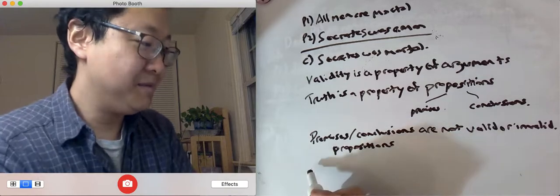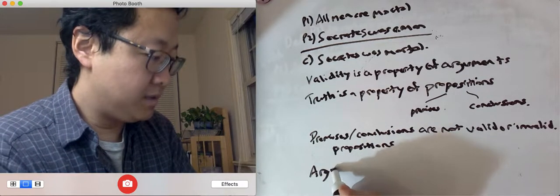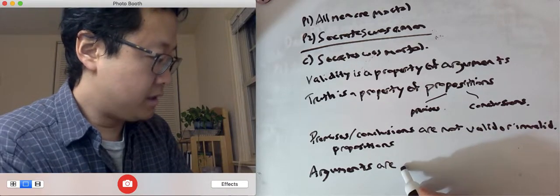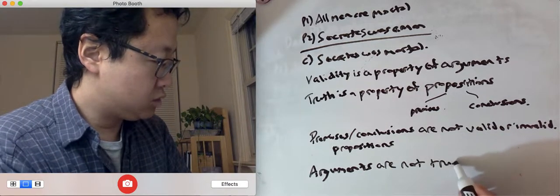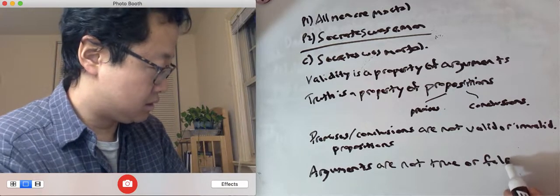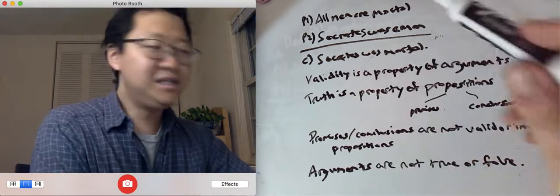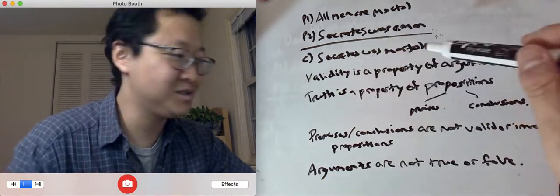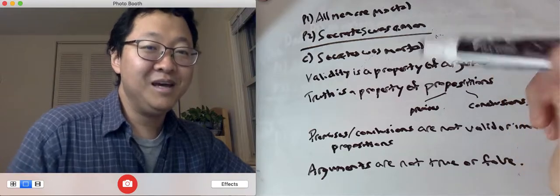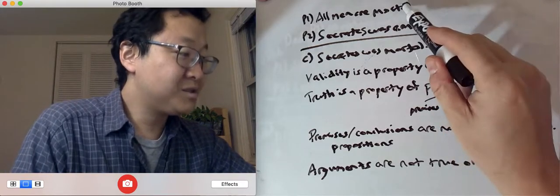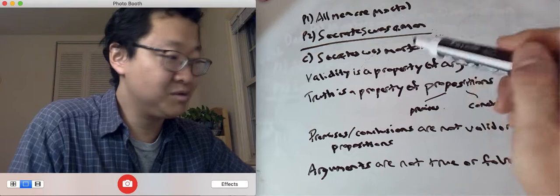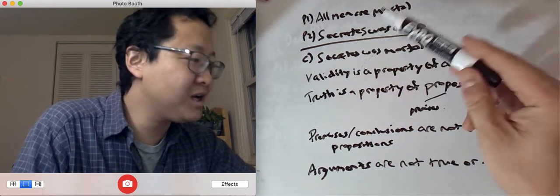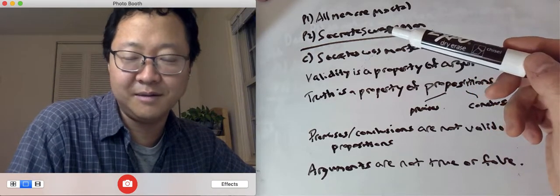Okay, similarly, arguments are not true or false. Okay, it doesn't make sense to say this whole argument is true or false. Don't say arguments are true or false. Instead, we should say premise 1 or premise 2 is true or false, or we can say the conclusion is true or false. But the argument as a whole isn't true or false. The argument as a whole is going to be valid or invalid.